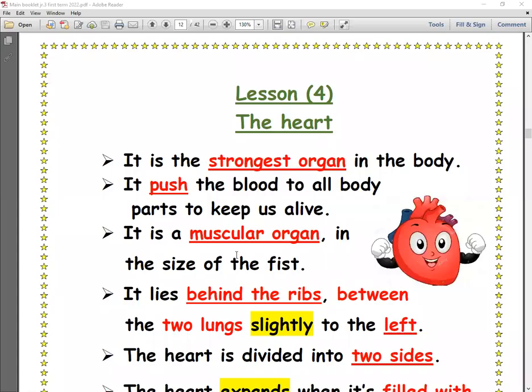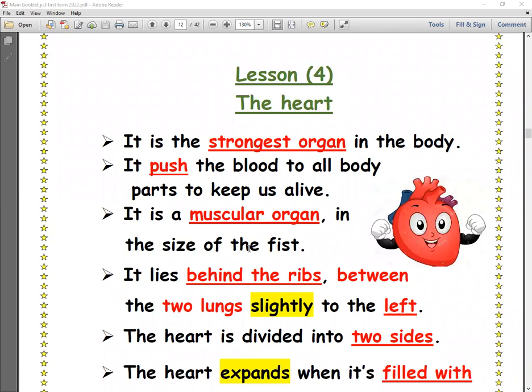Now I will explain lesson number 4. We take a new lesson number 4. It's called the heart. The heart is an organ in the circulatory system. We talk about the heart, okay, jr.3.